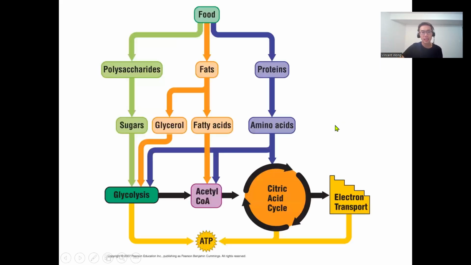For example, with proteins, depending on which amino acid it is, some amino acids can go into the citric acid cycle directly. Some will be converted into acetyl-CoA. Some will be converted into one of the intermediates in glycolysis. Remember, glycolysis is actually 10 steps, right? So each step has a molecule, and some amino acids can be converted and feed into those pathways, right?